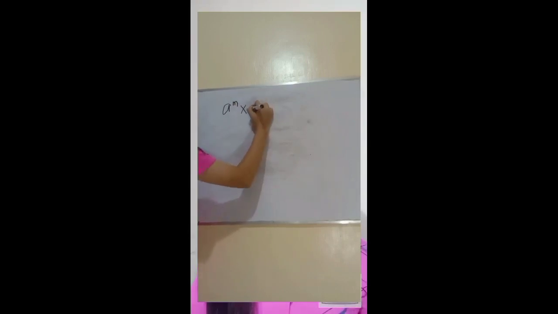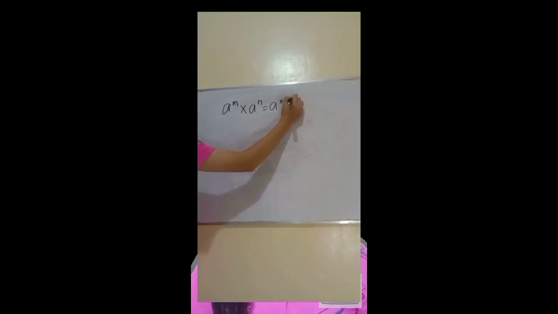Product with the same bases. This law, for any non-zero term A, this is the formula, and we can use this: A raised to m times A raised to n is equal to A raised to m plus n, where m and n are real numbers.